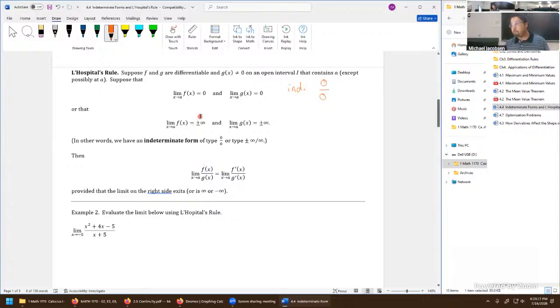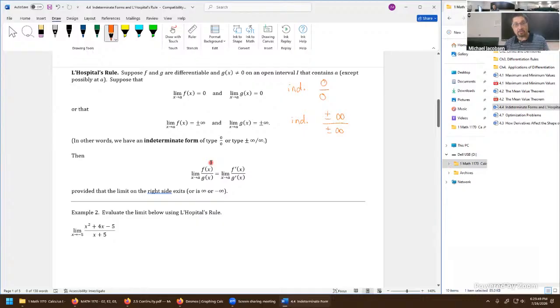Or the limit as x tends to a of f of x is positive or negative infinity, and same for g of x. That means we have an indeterminate form of type either positive or negative infinity divided by either positive or negative infinity. That's really 4 different indeterminate forms, depending on which sign you pick for the numerator and denominator, 2 possibilities for each. So any one of those is indeterminate. So if you have one of these 2 indeterminate forms, then here's how you resolve the limit.